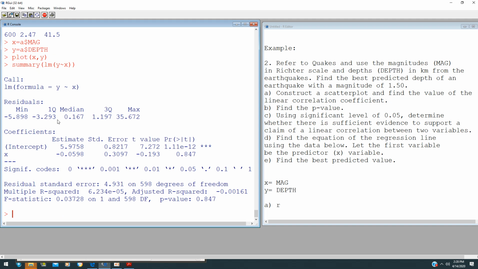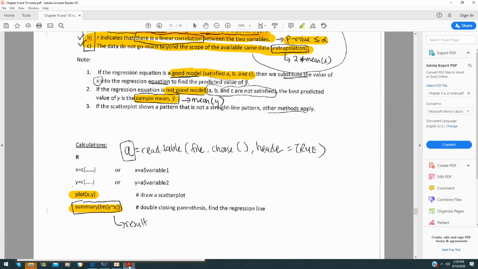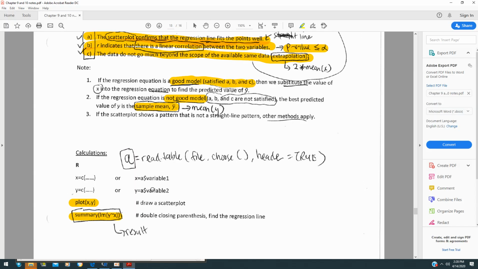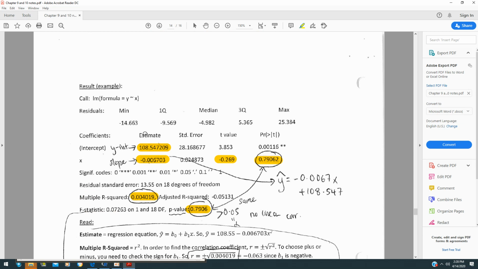So this is the result that you get. You get a bunch of things here. So like what we did here, you got a bunch of information. These are a few numbers that are important. The first one is the estimate. This number is your y-intercept. This is your slope. This negative 0.269 is your test statistic. This 0.7906 is your p-value.